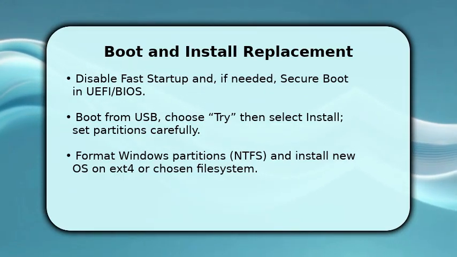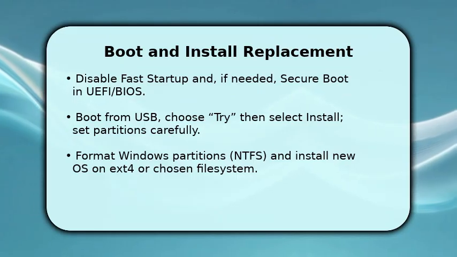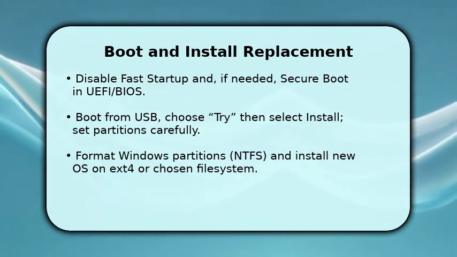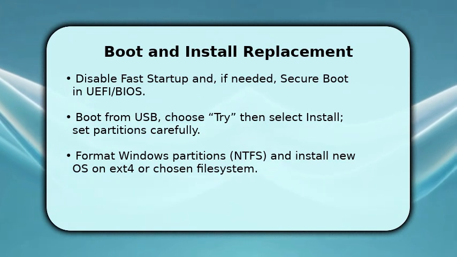When you install, pick manual partitioning if you want control. Delete or reformat the Windows partitions to remove Microsoft files. Create root and swap as needed, and proceed with installation so the new OS becomes the primary.